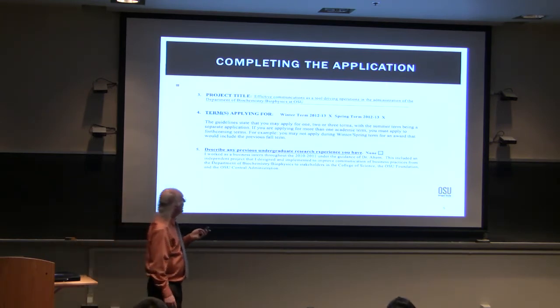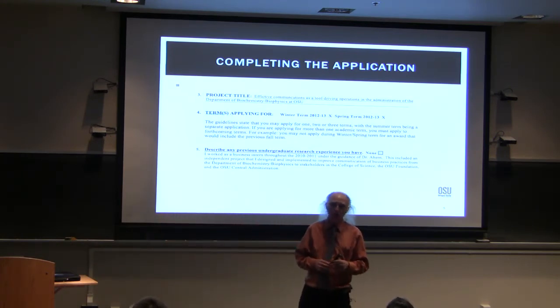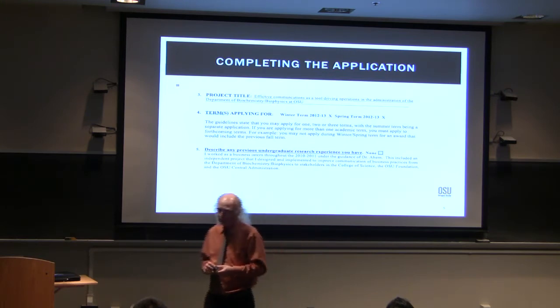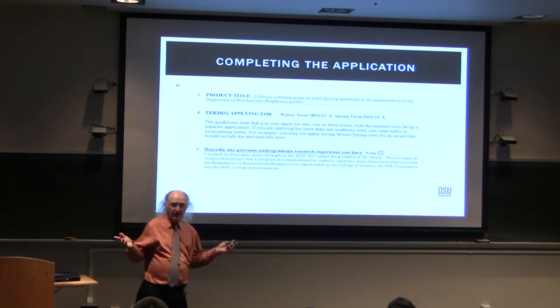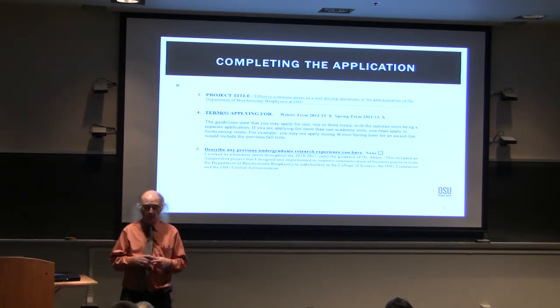Okay, so the terms that you're applying for. If you apply right now for the November 5th deadline, you can put down winter and spring, okay? And to be honest with you, that's probably what I would do, because if you apply for winter and spring, you can apply for a total of $1,500. If you only apply for winter, you can only get $1,000.